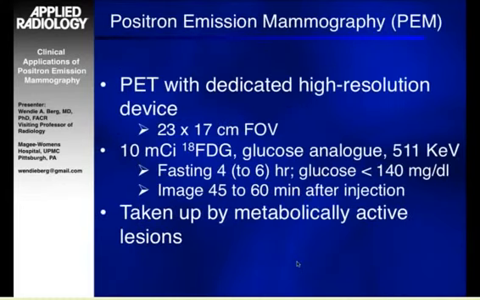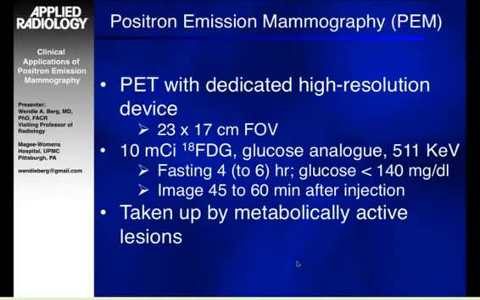So PEM, or positron emission mammography, uses a dedicated high-resolution device. You can see the field of view is about 23 by 17, which is comparable to what we have with mammography, although there are going to be some large breasts that require additional views. We use a 10 millicurie dose of FDG at present, although there are some preliminary studies suggesting a 5 millicurie dose may be comparable. The patient should be fasting for 4 and preferably at least 6 hours prior to the injection of the FDG.